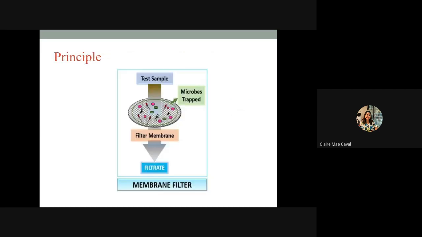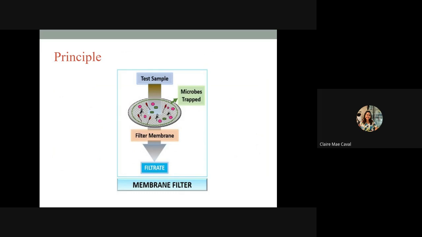So the principle of the test, class: the bacteria or the organisms are trapped in a membrane filter. We are using here a sterile membrane filter, and the bacteria or organisms are trapped because it has a 0.45 micrometer pore size, so that small can trap your bacteria. And then you have to filter 100 ml of sample, and this sterile membrane filter natin ay ipaplant natin sa culture medium.